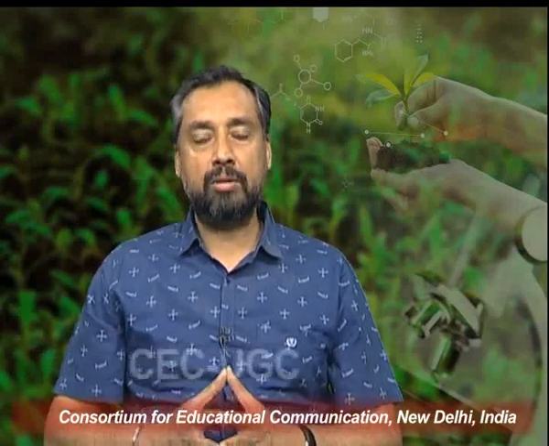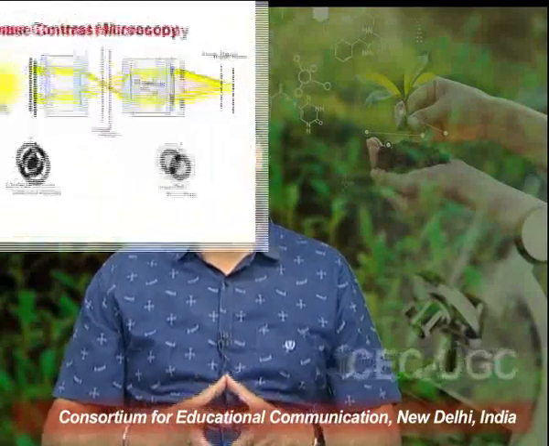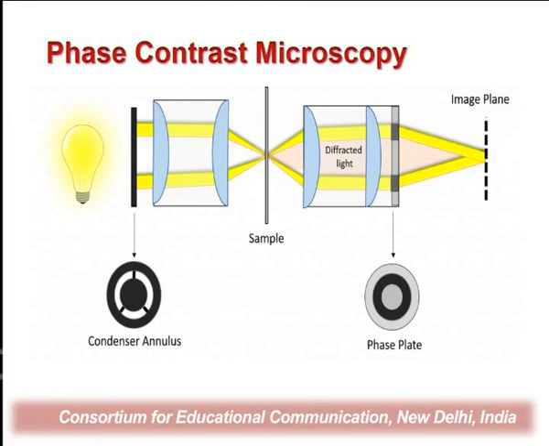So what happens in a phase contrast microscope? A phase contrast microscope uses two additional components. One component is called the condenser annulus. The other component is called the phase plate. So in a usual common bright field microscope, two additional components are added, that is the condenser annulus, which is used along with the condenser lens, as the name suggests, and the other one is called the phase plate, which is used along with the objective lens.